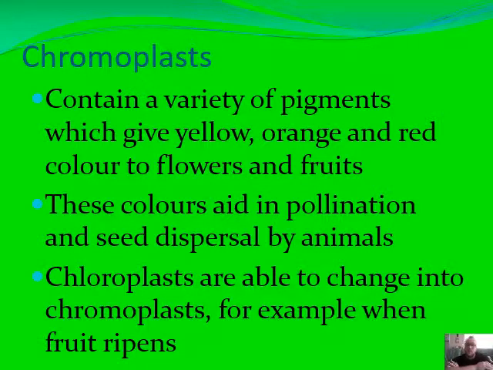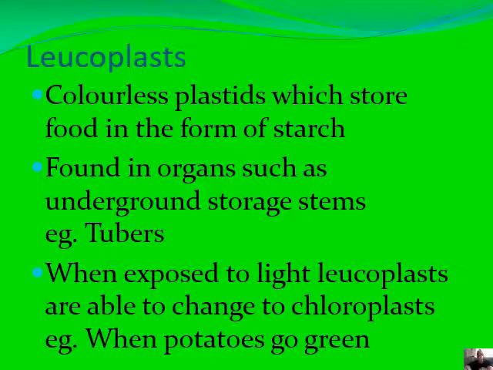I will probably put in your June exam something about fruit ripening and how that is caused by chloroplasts turning into chromoplasts. So make a note on that. Then we have our bad boy leucoplasts. They're colorless plastids which store food in the form of starch. Okay. Please note again, it is for storing food.